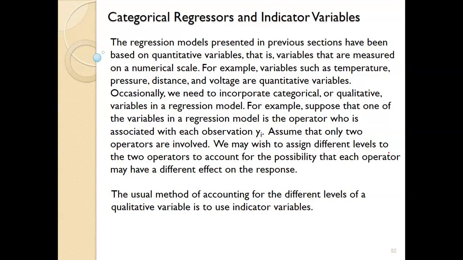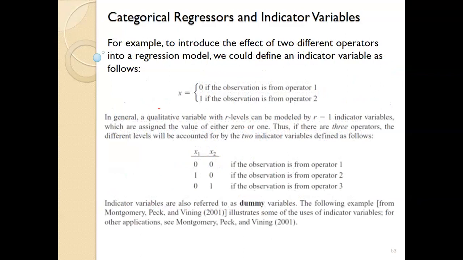It's level 1, level 2. People 1, people 2, people 3, material 1, material 2, material 3: you represent them by 1, 2, 3. And then you can fit the qualitative and quantitative together. Because this is the categorical regression. For example, x equals 0 if we observe from operator 1, and x equals 1 for operator 2. We have 2 operators and we would like to fit for this. We represent operator 1 as 0 and operator 2 as 1.